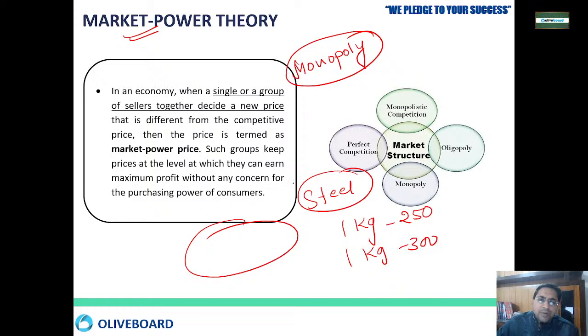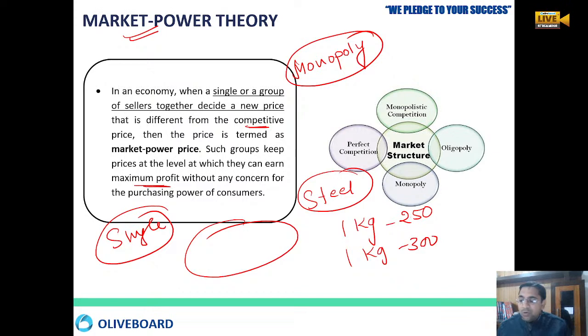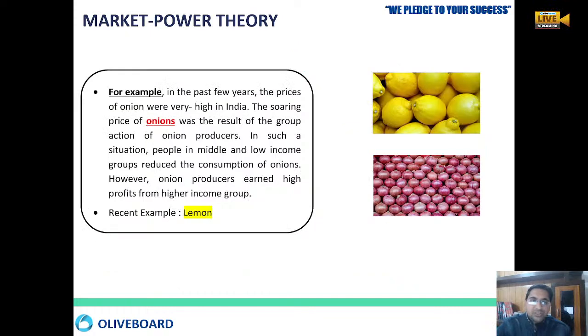So a single group that has a monopoly has decided the new prices and increased the price. So this is above the competitive price. These groups unnecessarily increase the prices and take out the maximum profit, without concern for the buyers, the small buyers, because people might have very limited money, but just because these people wanted profit, they have artificially increased the price.